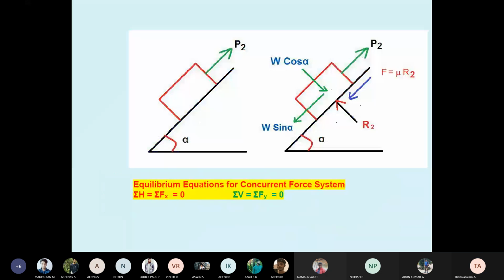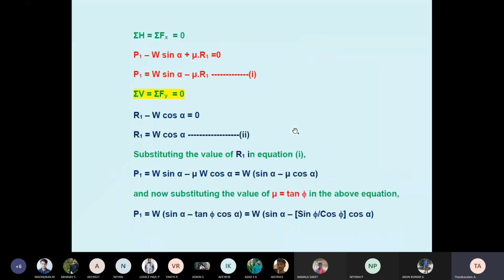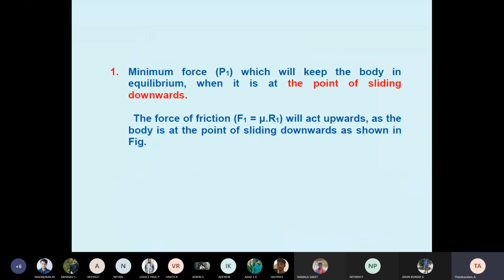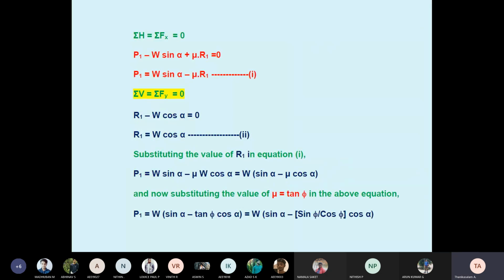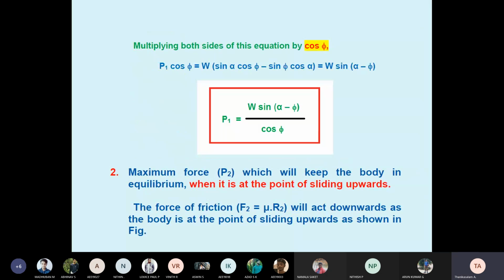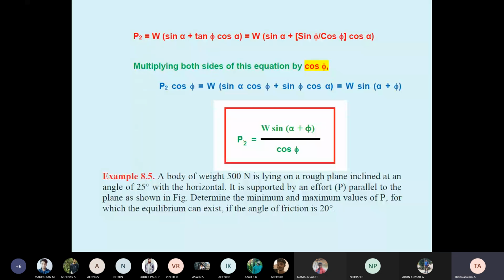Which condition? This condition: the maximum force which will keep the body in equilibrium when it is at the point of sliding upwards is P2. P1 is the minimum force which will keep the body in equilibrium when it is at the point of sliding downwards. Okay. You remember these two diagrams. The formula is P1 equal to W sin(alpha minus phi) divided by cos phi, and P2 equal to W sin(alpha plus phi) divided by cos phi.